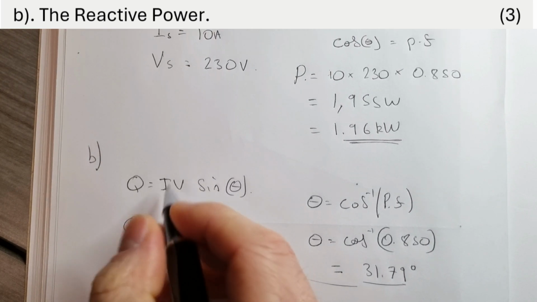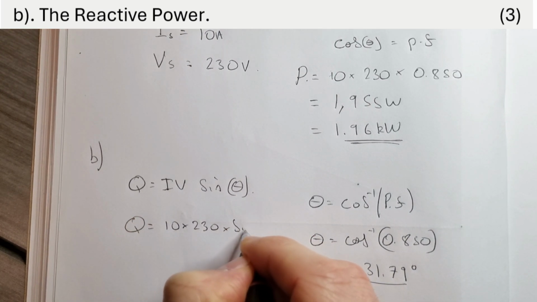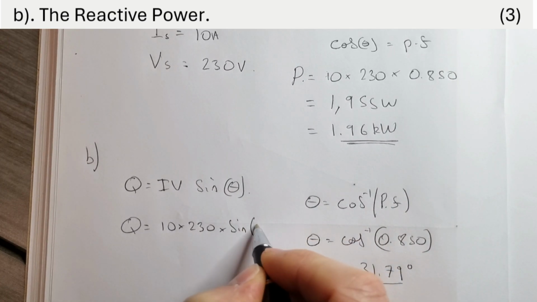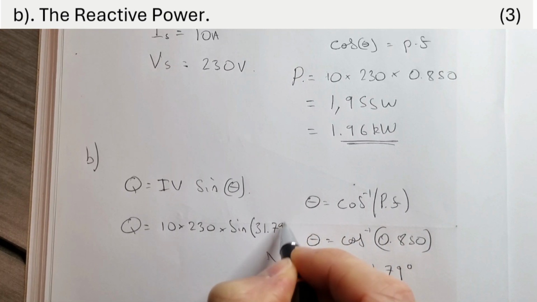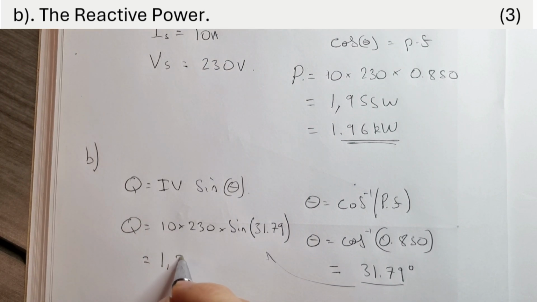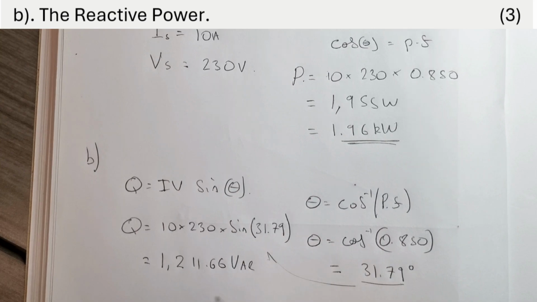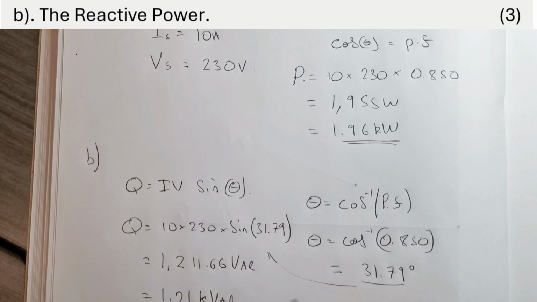We can use this now in our formula up here to calculate our reactive power. So Q is equal to 10 times 230 times sine of 31.79 degrees, and that gives us a total reactive power of 1,211.66 volt amps reactive, or 1.21 kVAR.